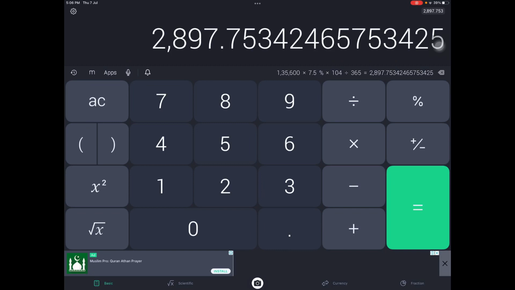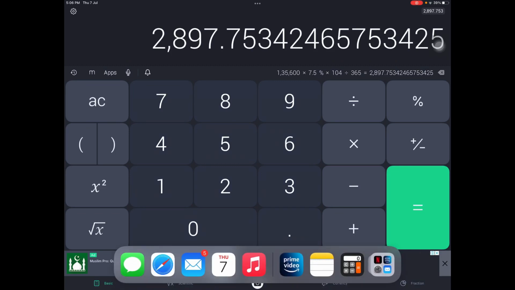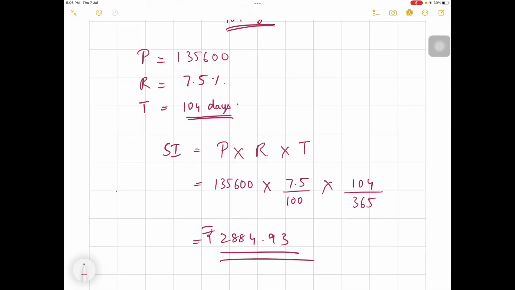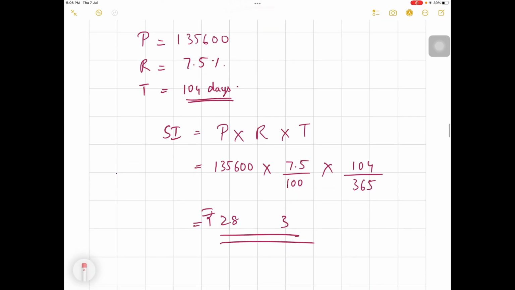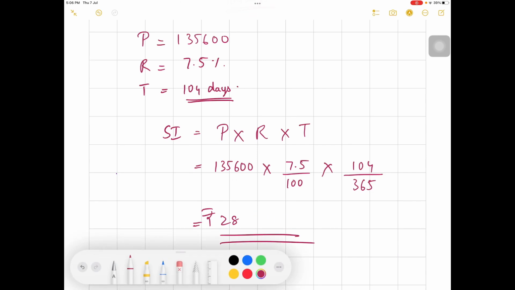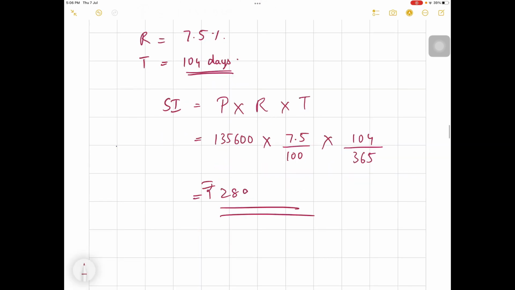1,35,600 into 7.5% into 104 divided by 365. So it comes to 2897.75.